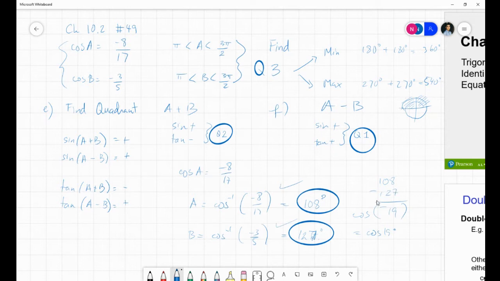Was my math wrong? I just read off what was on the calculator. No, that's fine. Cosine inverse is in quadrant 1 and 2, so this is okay. But if you add them, it's outside, so it's quadrant 3. That's not right. Yeah, something's wrong.